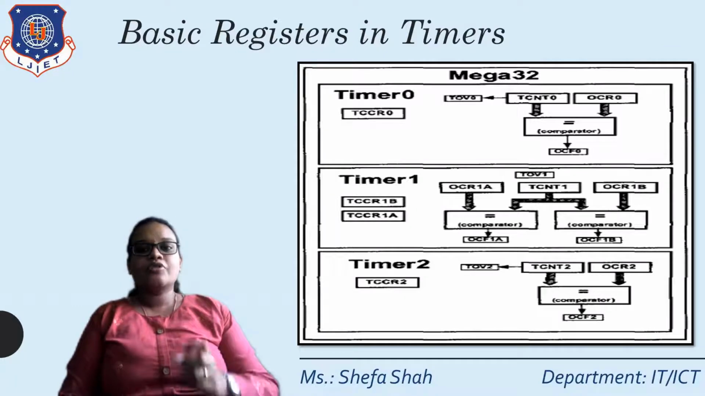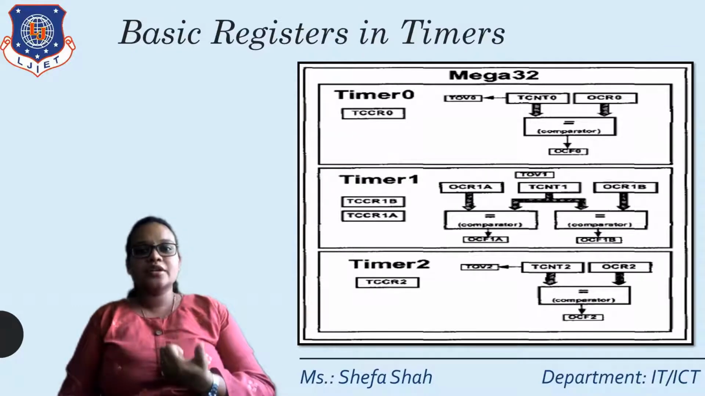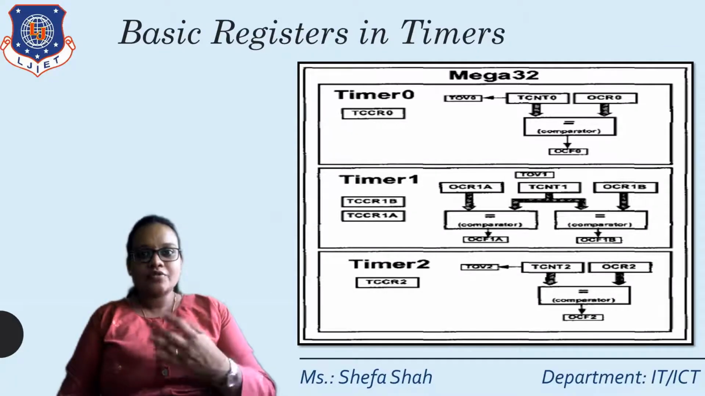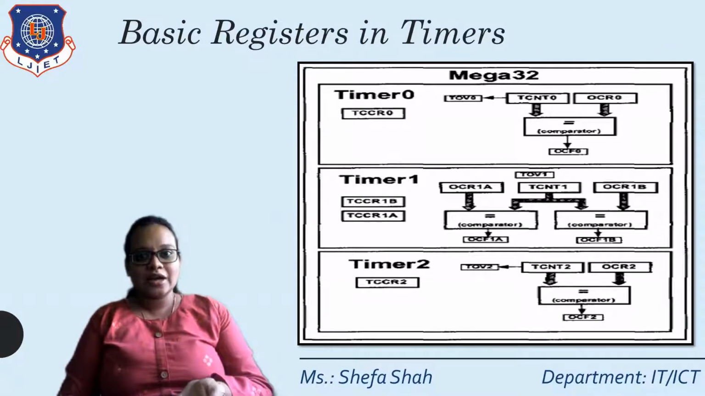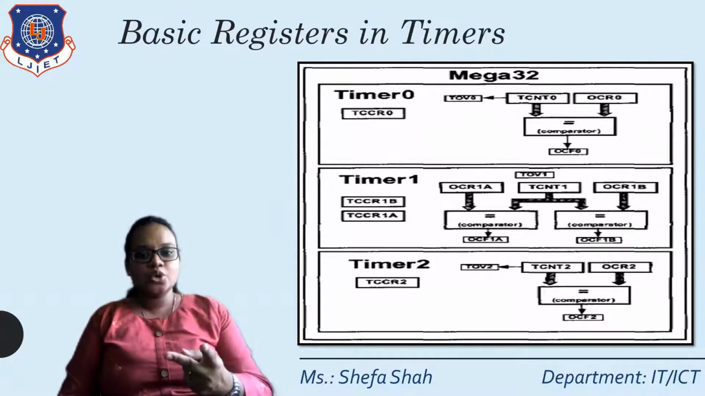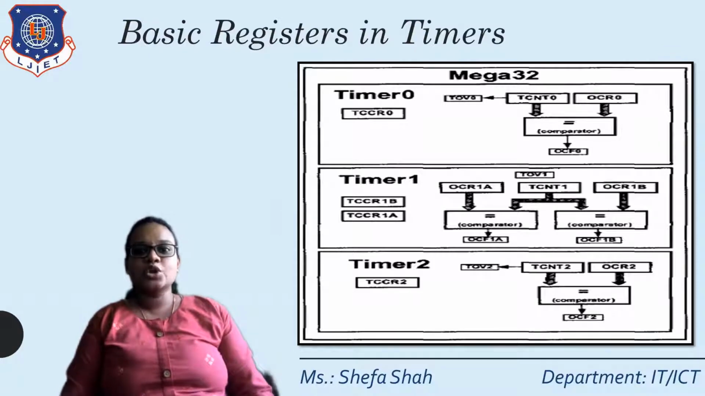For counting the pulses, we store the data into the register known as TCNT, that is the timer counter register. The TCNT register stores the value from which the timer needs to start counting. For timer 0, it is TCNT0. For timer 1, it is again divided into 2 parts, TCNT1L and TCNT1H. And for timer 2, it is TCNT2.